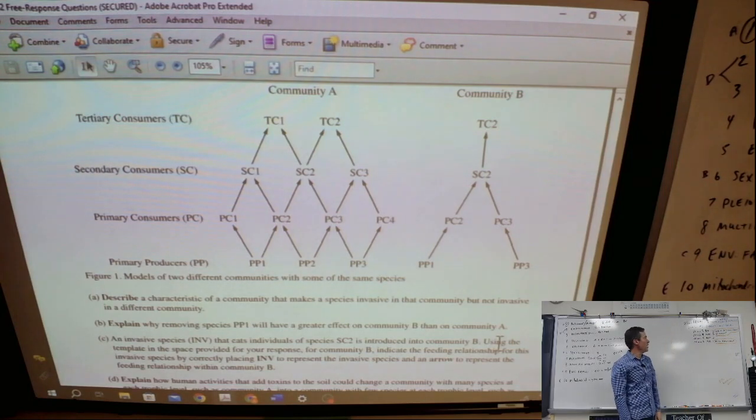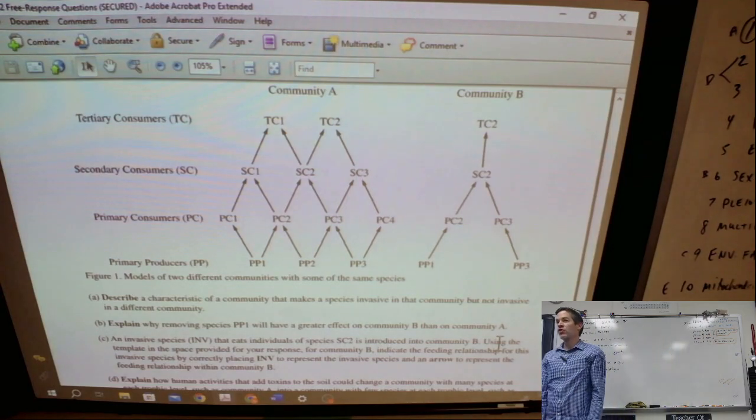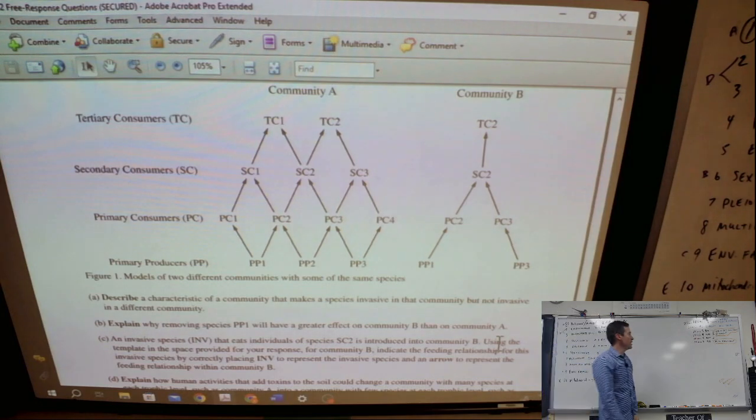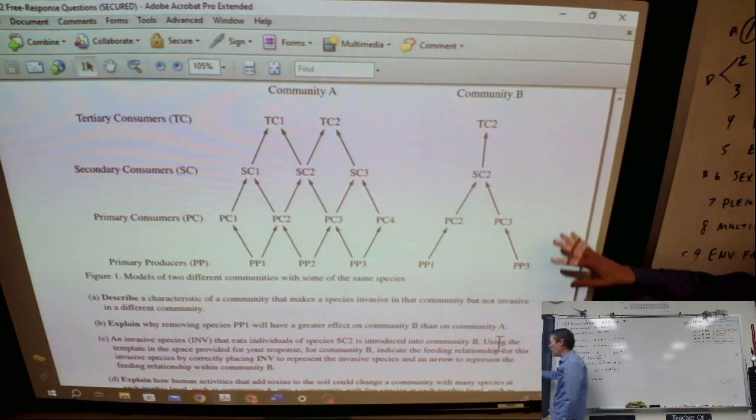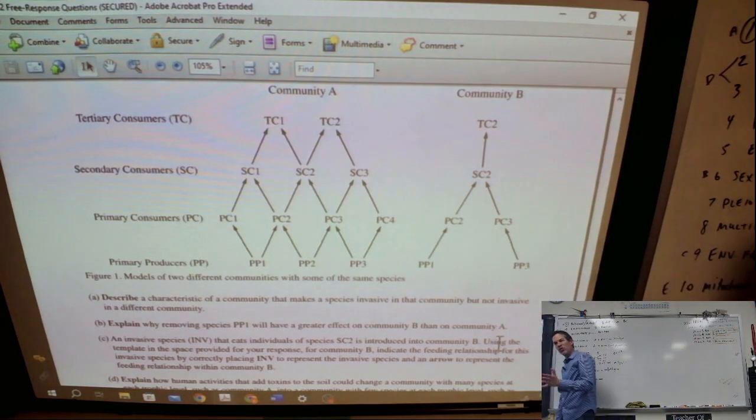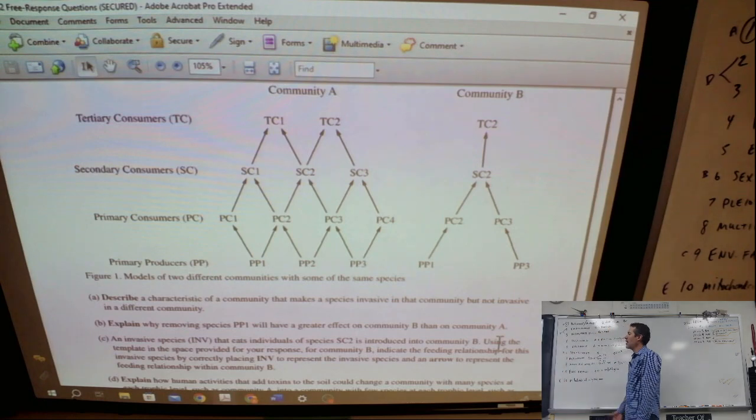And then one of these 4 has always been out of Unit 3, which was enzymes, cellular respiration, and photosynthesis. And then the other 2 have basically been like ecology, sort of logic ecology like this, evolution, that kind of thing. All right, so this one.